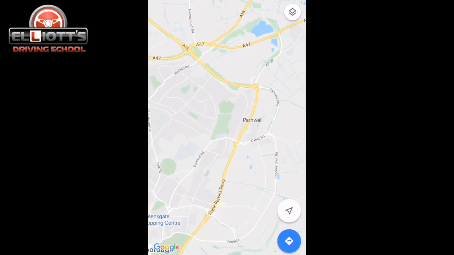Most commonly used on the test is going from Boongate roundabout up towards I roundabout, left at I roundabout, and then taking the exit off to turn right, third exit, towards Wisbech and Spalding.